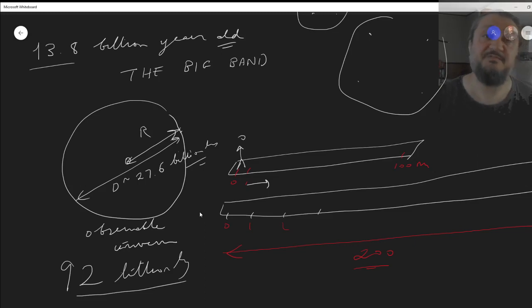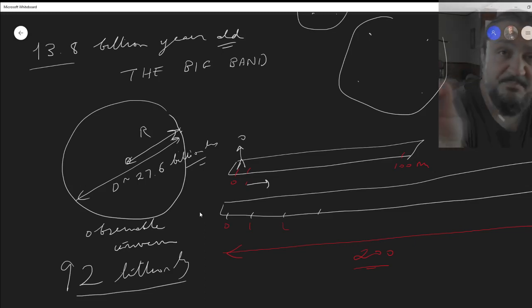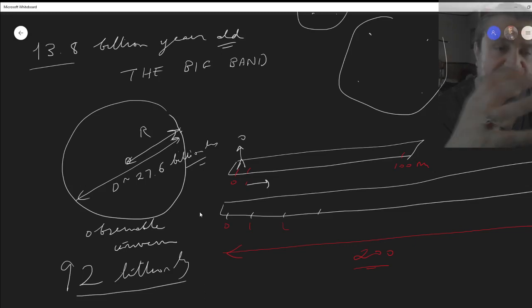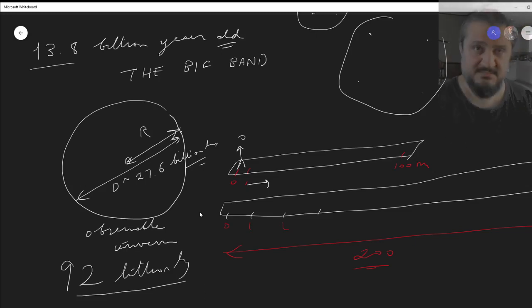So the size of the visible universe now is 92 billion light years. We don't know what it was back then. The calculations, of course, are there. In between, you have the travel time, the distance based on the travel time, which is 13.8 billion years old, okay? That's all because the universe has a beginning that puts a natural limit around us, okay?